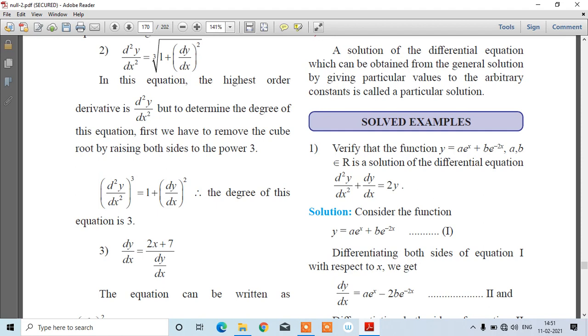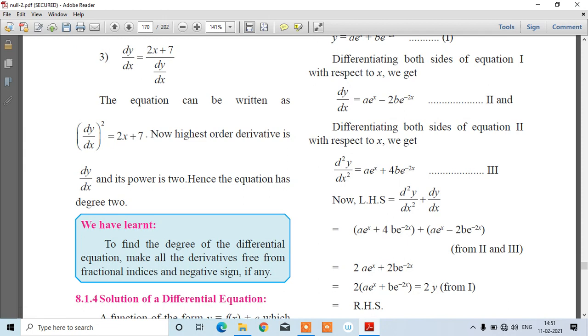Okay. Then the third one, dy by dx is equal to 2x plus 7 upon dy by dx. Now see, upon dy by dx means we have the power raised to minus 1, (dy by dx) raised to minus 1. So in this equation, first of all we will transfer this dy by dx to the left hand side, and hence the given equation becomes (dy by dx) bracket square is equal to 2x plus 7. Now the highest order derivative is dy by dx and its power after adjustment is 2, and hence the equation has degree 2.